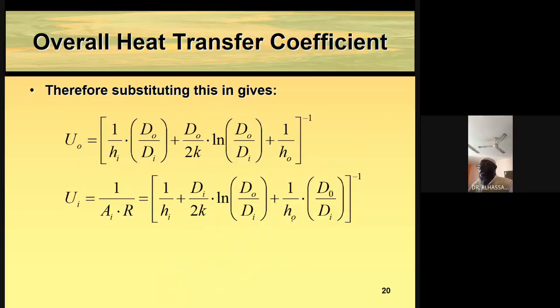So here we have our U now equals to, AM divided by AO has been replaced by the whole of this. Okay, so now plus 1 over HO, raised to the power minus 1. Similarly, if you want to compute UI, it will give you the same result. You multiply AI by the thermal resistance, and you're going to get this result.